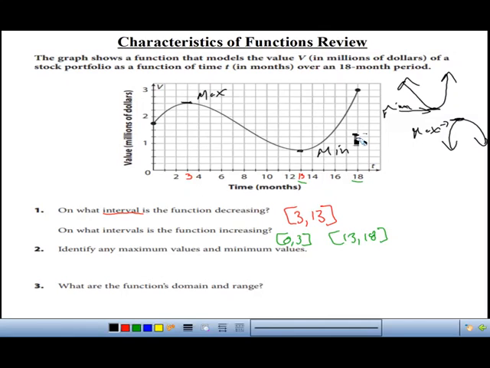Okay. Mr. Q, I have a question. Yes. Wouldn't the maximum be where 18 is? Because it's the highest point? Right, no. Right now we're looking at just within the function, not at the ends of the function.